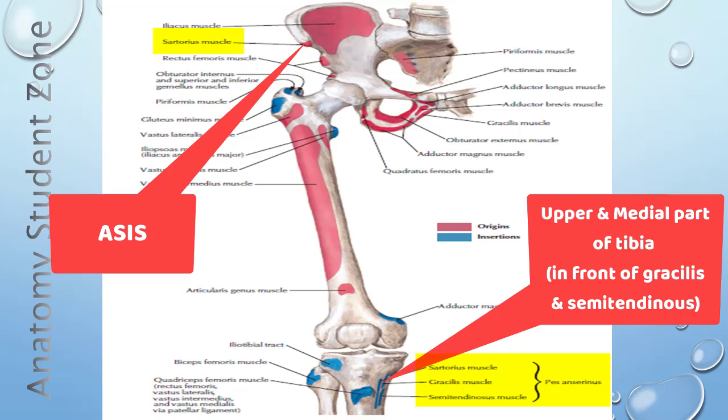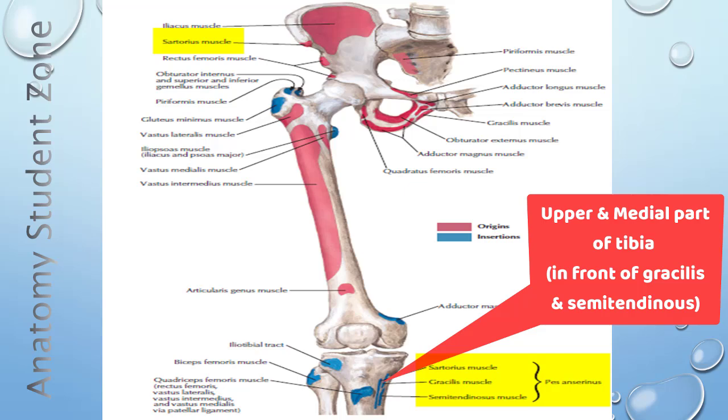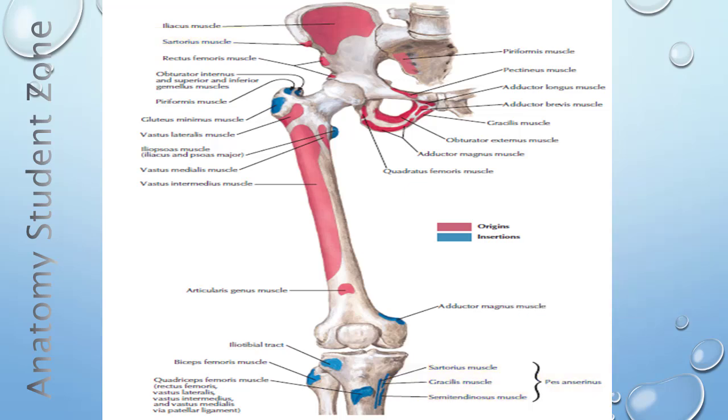So it is inserted on the upper medial part of a femur bone in front of gracilis and the semitendinosus muscle by means of aponeurosis. These two muscles are behind that. So it is in front of these two muscles. So as we have seen, this muscle is crossing two joints. So it will act on these two joints, and these two joints are hip joint and knee joint.